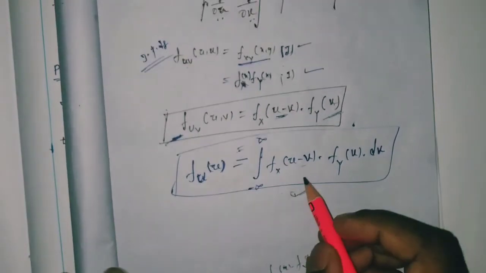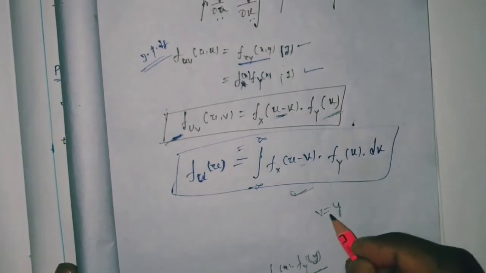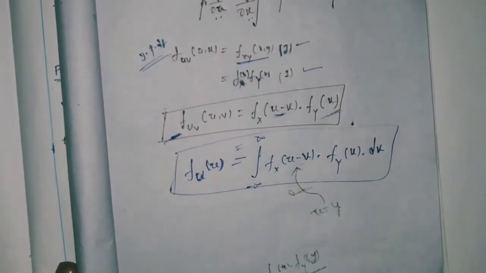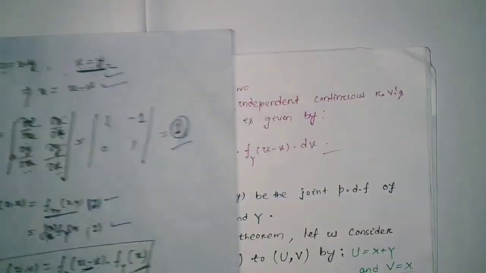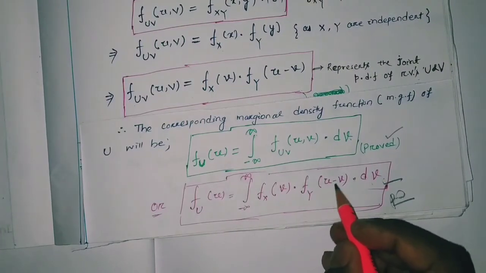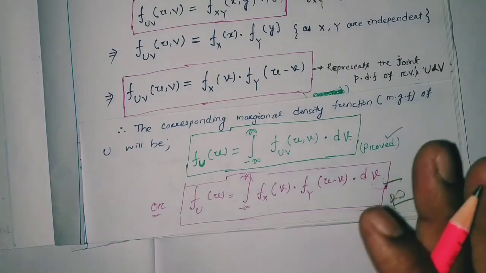See, if I consider v equal to y, here the change happens in x, okay? But when we took v equal to x, the change happens at y, okay? So you just remember this one.